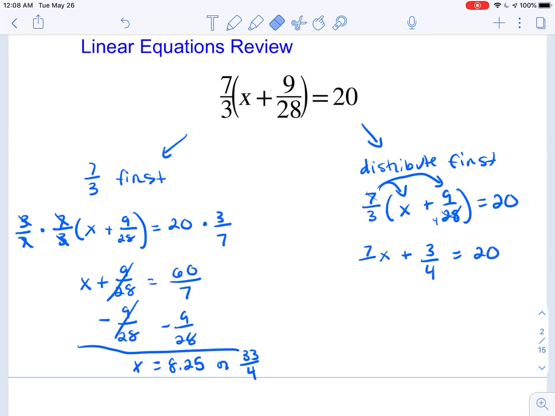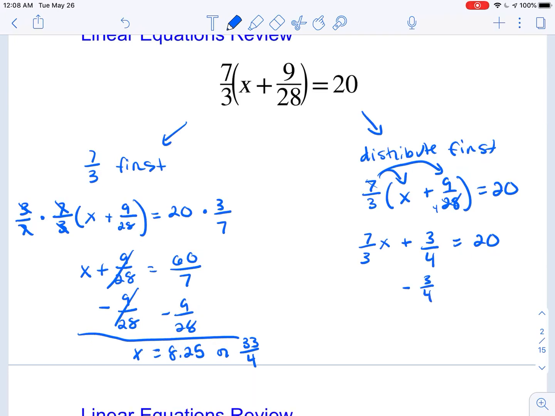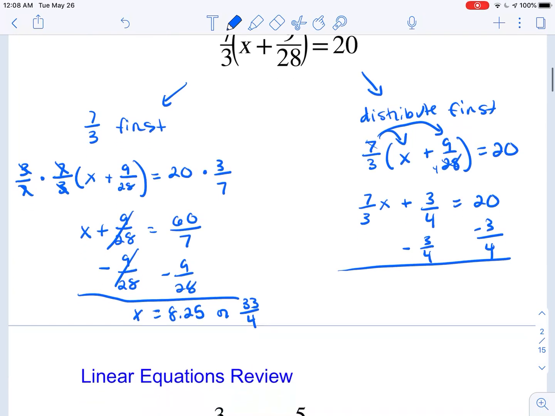And from here, now we just have a simple two-step equation. Get rid of my addition, get rid of my multiplication. So subtract 3/4 from both sides. When I subtract 3/4 from both sides, I end up with 77 over 4. Now you could do that by making like denominators or just plugging it into your calculator.